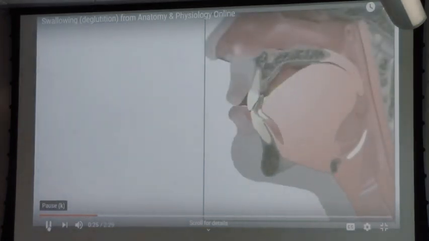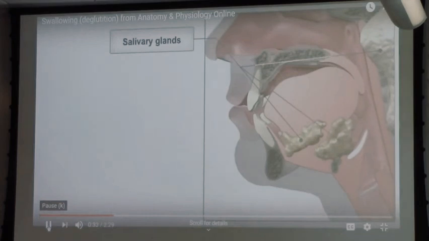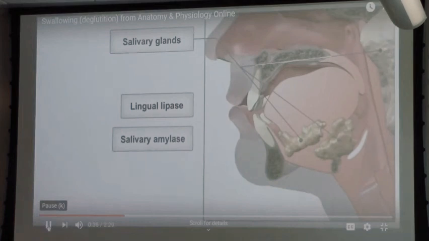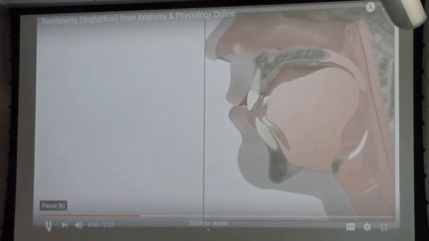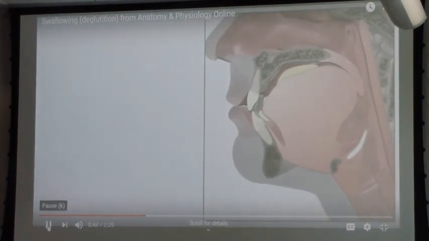Before food is swallowed, it is mechanically broken down in the mouth by chewing or mastication. The salivary glands secrete the enzymes lingual lipase and salivary amylase. Mucus. Salivary amylase begins the chemical breakdown of starch, carbohydrates, in the mouth. The water content of saliva helps bind particles together to form a bolus that can be swallowed. Swallowing occurs in 3 stages. The first is a voluntary phase called the buccal or oral transit phase.